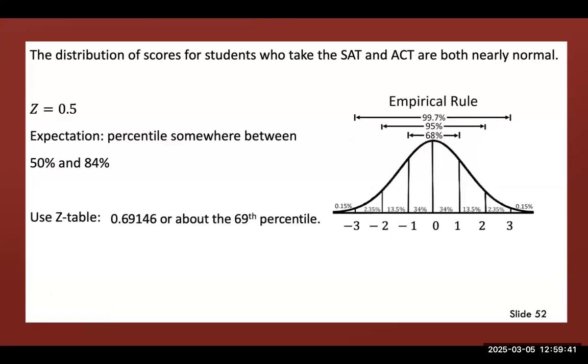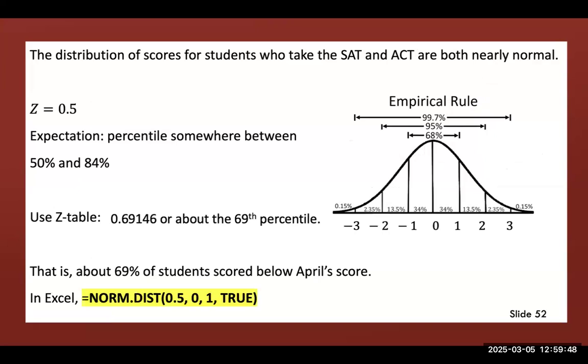Now, another way to find the same thing is to use Microsoft Excel or Google Sheets. The formula in either one is the same. And we're going to try this out. We're going to type equals norm.dist. That's the command for the normal distribution. And in parentheses, we're going to put 0.5, comma, 0, comma, 1, comma, true.